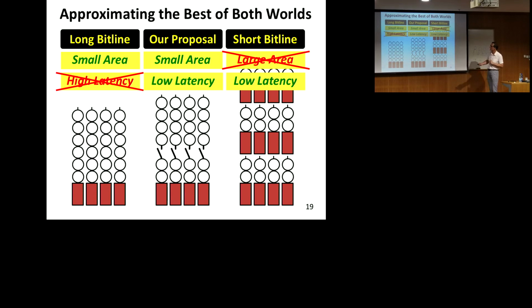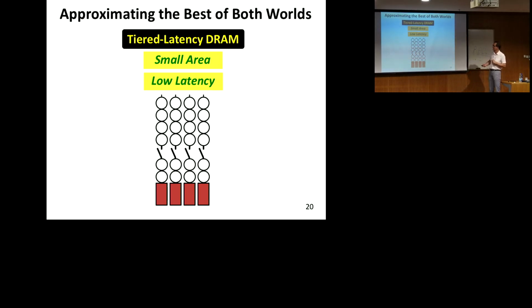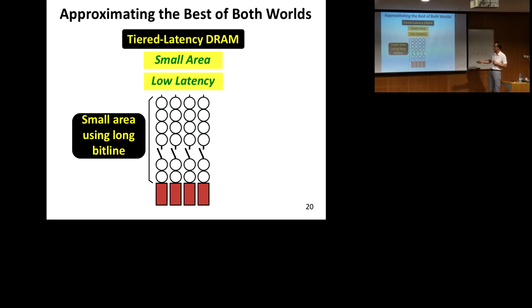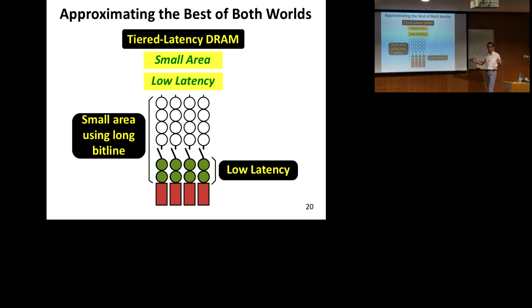That's why this is called a tiered latency DRAM. You have two portions. You have small area using long bit lines, and you get low latency in this portion. And there is, of course, an area overhead. Nothing comes for free. The area overhead comes from the isolation transistor that you add over here.